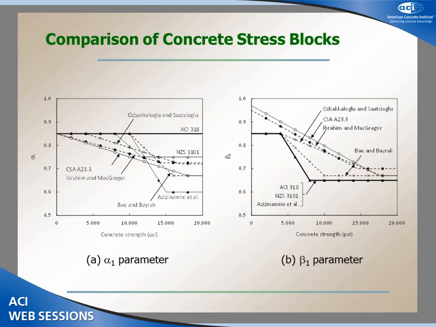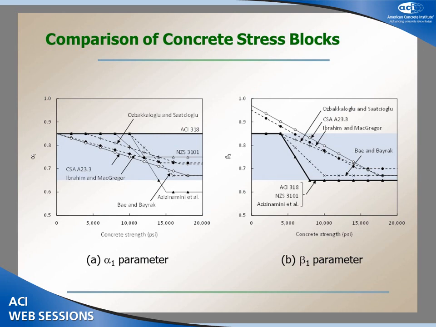So let's look at how different they are. If you look at plot A, which is the alpha 1 parameter, the ACI code has the only expression in which alpha 1 has a constant value of 0.85. All other codes and proposed expressions have the same tendency that the alpha 1 parameter decreases with the increase of the concrete strength. In the case of the beta 1 parameter, the ACI code expression provides the lowest value among all the expressions.